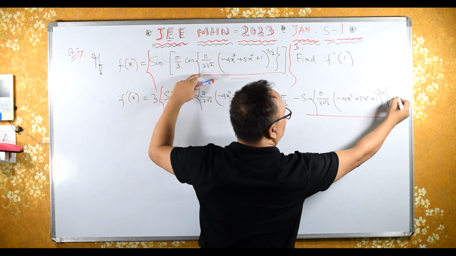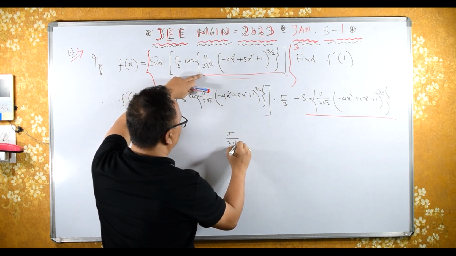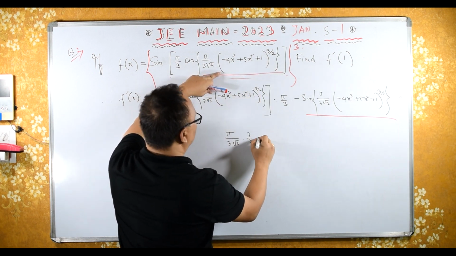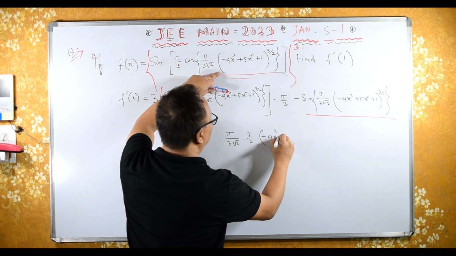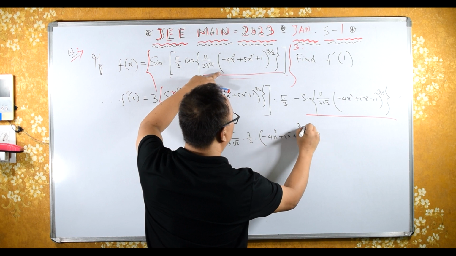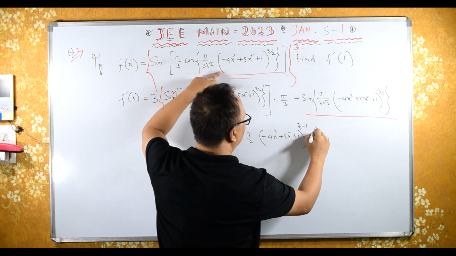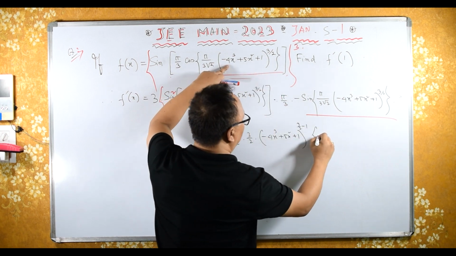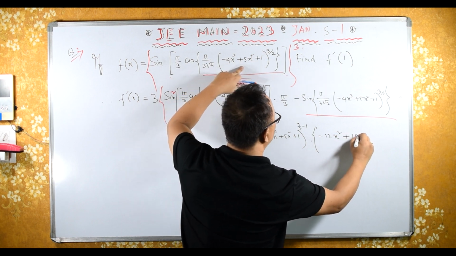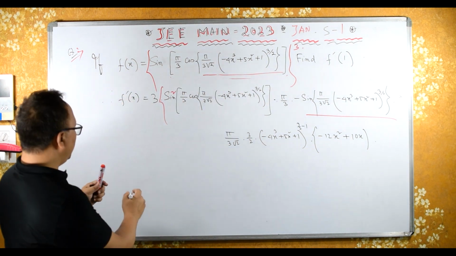So here pi by 3 root 2 into the differentiation of this. 3 by 2 will come, minus 4x cube plus 5x square plus 1 raised to 3 by 2 minus 1, into the differentiation of this. Here it will be 4 3s are 12, minus 12x square plus 5 2s are 10x. Now after this, what do you have to do?